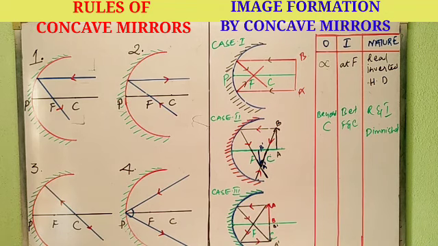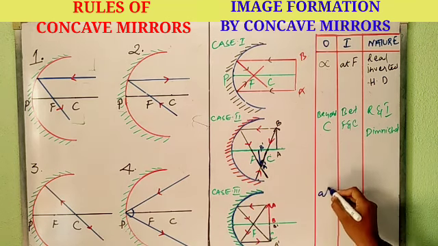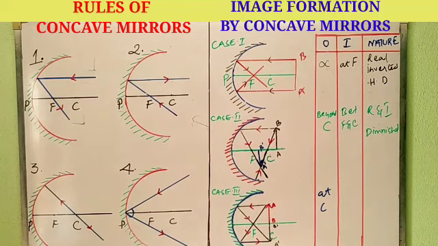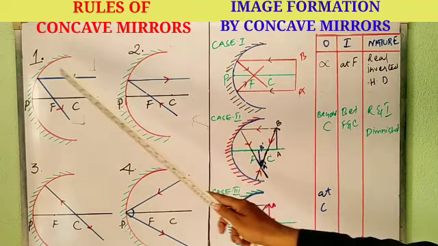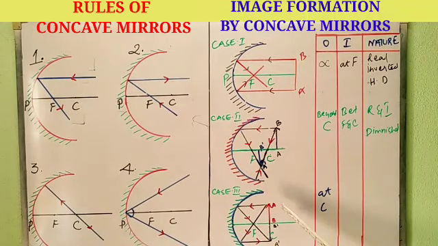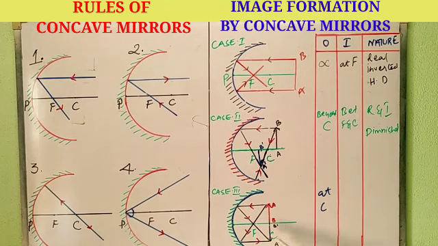Now coming to case 3, here if you see the object is at C. If you are placing the object at C, where is the image? Now you can observe the 2 rays. The first ray goes parallel to the principal axis. If it is going parallel to the principal axis, it passes through focus. This is ray number 1. Now this is ray number 2, which is passing through focus.